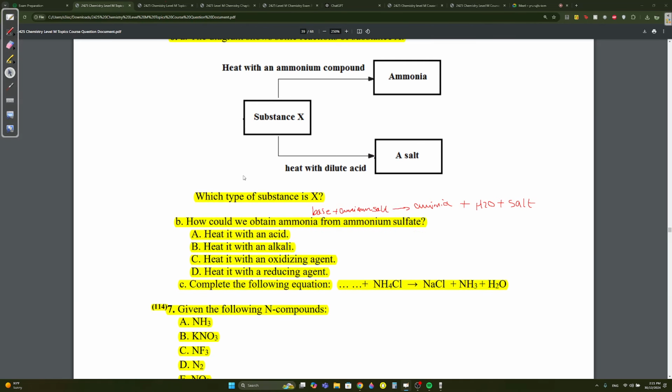So here we would say heat it with an alkali. Alkali, for those who don't know, is base. But for those who know, it's an alkali.